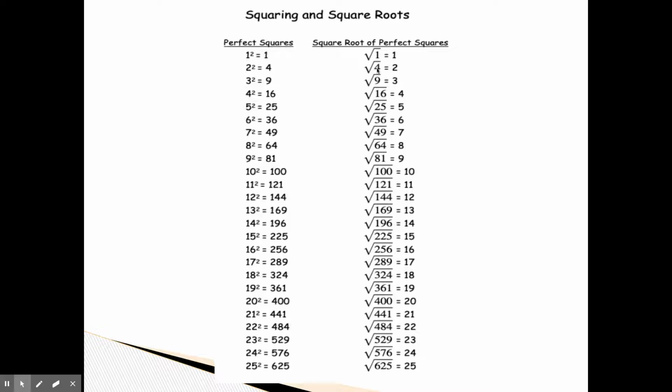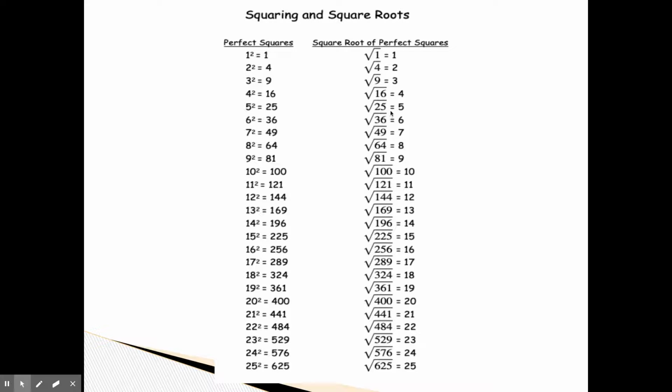The square root of 4. Well, 2 times 2 gives me 4. So the square root of 4 is 2. The square root of 9. Well, 3 times 3 gives me 9. Therefore, the square root of 9 would be 3.